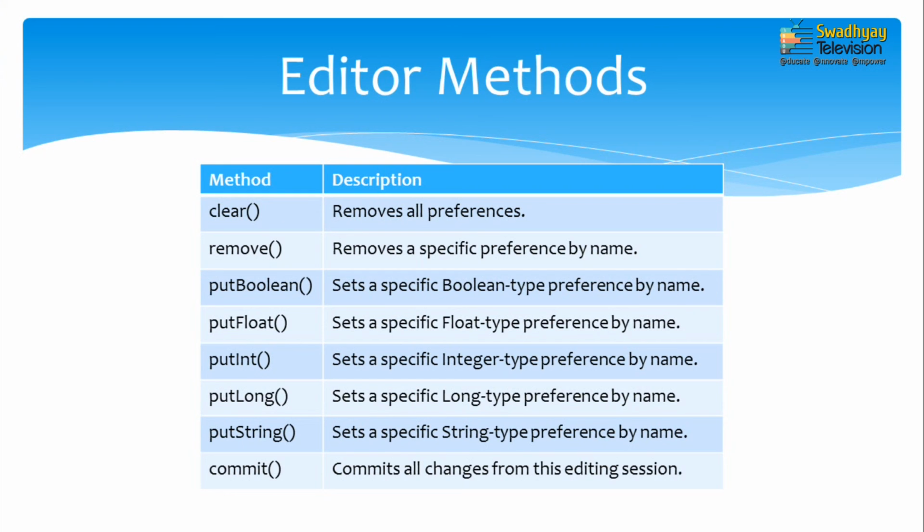Suppose you want to remove all preferences, you can use the clear method. To remove a particular preference, you can use the remove method. Once these values are put inside your shared preference, you have to call the commit method to commit or save all changes from this editing session. We have one shared preference object and one editor object that are used together to retrieve and store preferences.